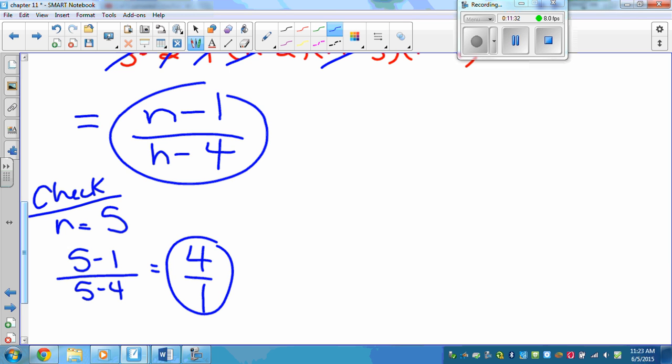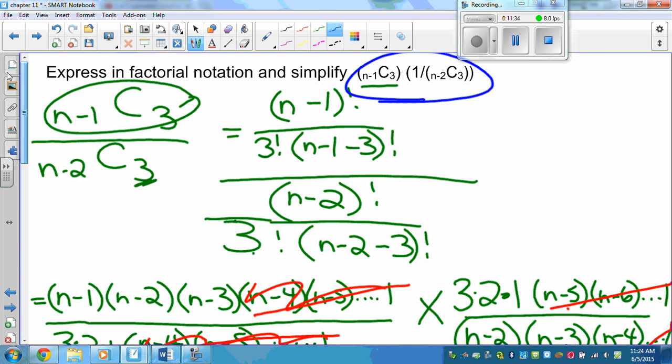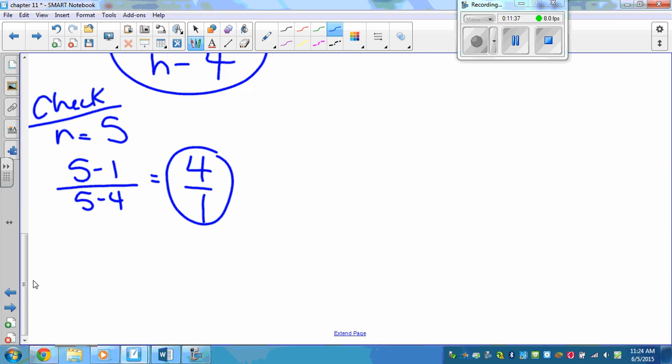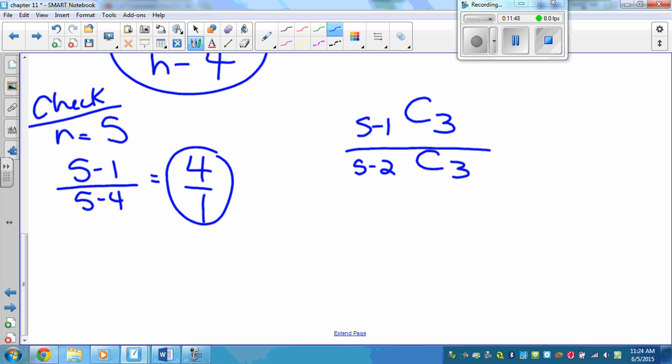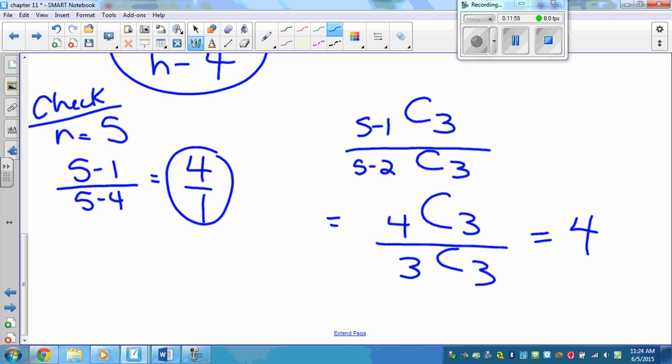Okay, checking in to my original equation, 5 minus 1, choose 3, divided by 5 minus 2, choose 3. So is 4, choose 3, over 3, choose 3. I could use my calculator. Is that also 4? If you sub it in, you better believe that's 4 as well. So that's just a quick check you can do when you do these questions.